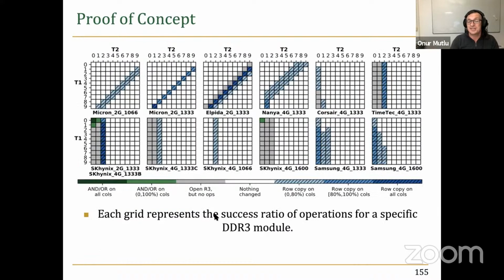And this is the key result, basically, that they show. Basically, these are different chips over here, as you can see. Each grid represents a success ratio of operations for a specific module. I should say these are real modules. And you can see that green means you can do AND and OR on all columns. So there's one module where you can actually do this triple row activation. Clearly, it's not a lot. And there's another module where you can actually do triple row activation. You can argue why this is the case, but we don't know the internal workings of these chips. Just the fact that you can actually do triple row activation in these chips and get AND and OR is significant. RowClone is, of course, easier, right?